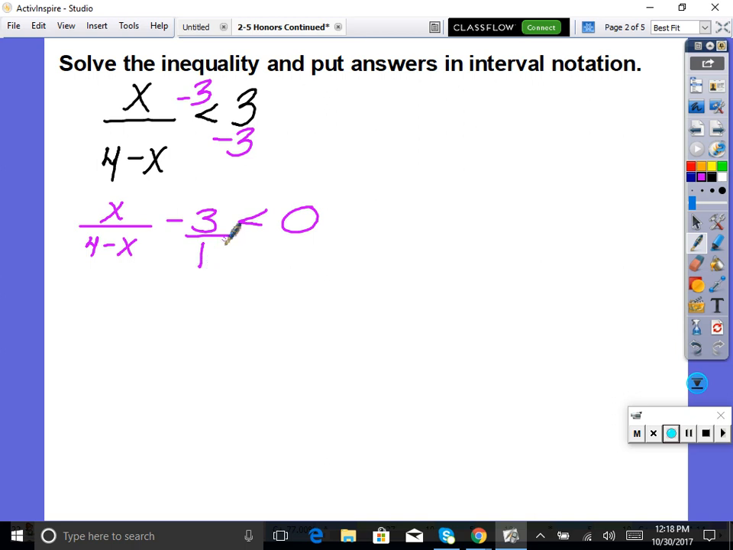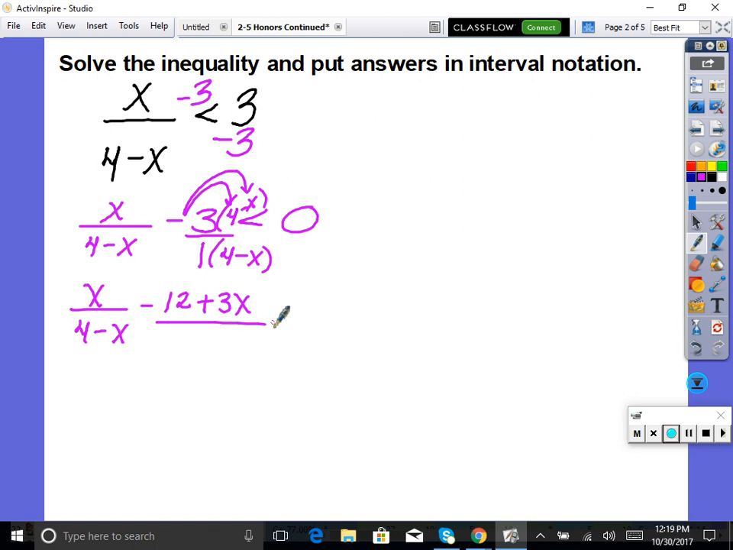Should we just go ahead and go 4 minus x? I agree. So then we would have x over 4 minus x minus 3, minus 12, minus 3 times 4. So I am distributing this through. So we have minus 12. And then careful, right here, this times this. Wouldn't that be positive 3x? And that's all over 4 minus x.